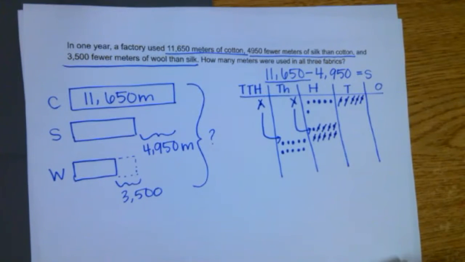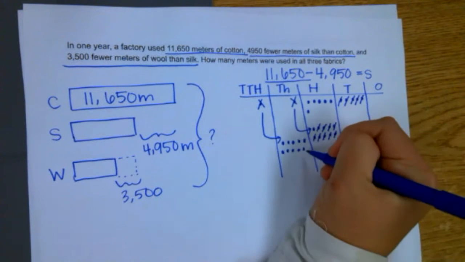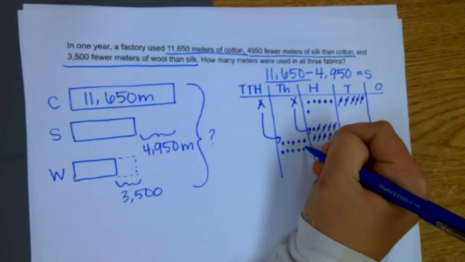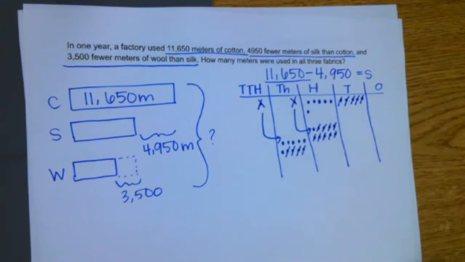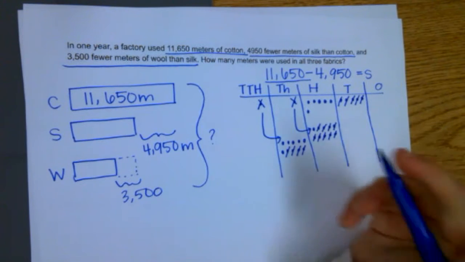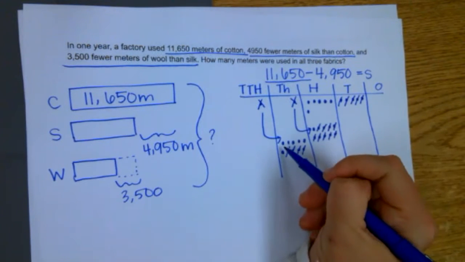Give me a thumbs up when you have 10 thousands. Awesome. Let's take away 4 thousands and count as we go. 1,000, 2,000, 3,000, 4,000. Last, we can count how many discs remain on our place value chart.